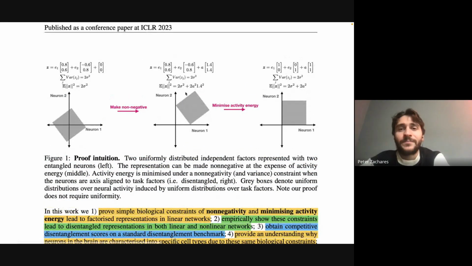But the point is that when you enforce this non-negativity constraint, then all of a sudden you're using a lot more energy to calculate your neural representation. And so the only way to minimize activation energy is actually to align the neurons with the task variables. There's a proof for that, but that's the basic point: one of the constraints of how neurons work is they have, I guess, non-negative signals.